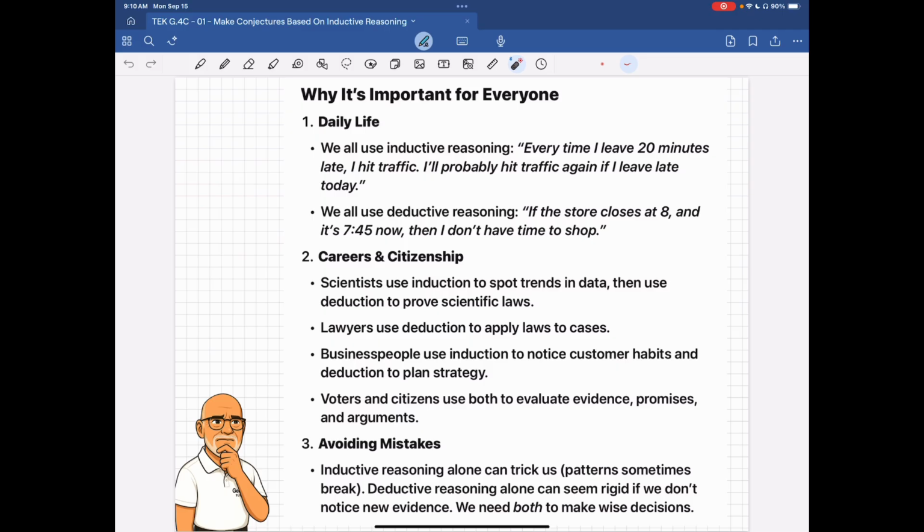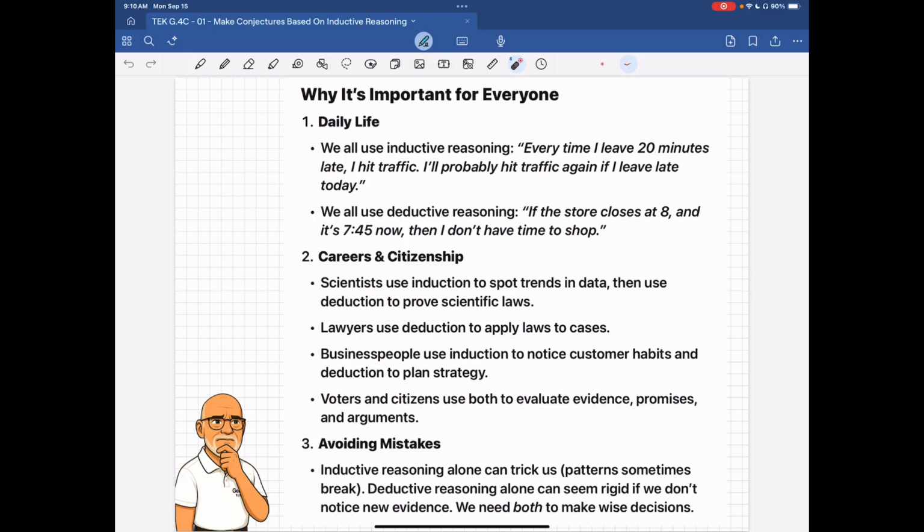So deductive reasoning versus inductive. Deductive versus inductive. Now, who uses this? Careers and in citizenship. Scientists use induction or inductive reasoning to spot trends in data.